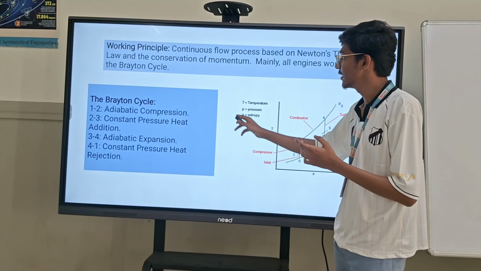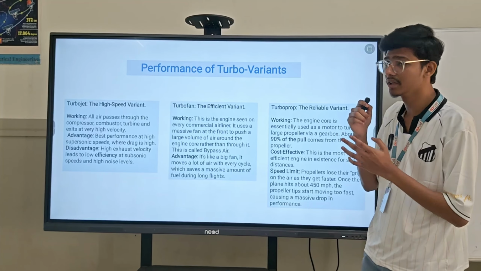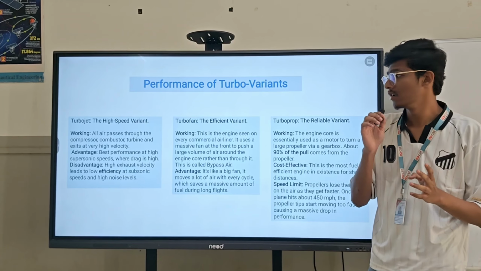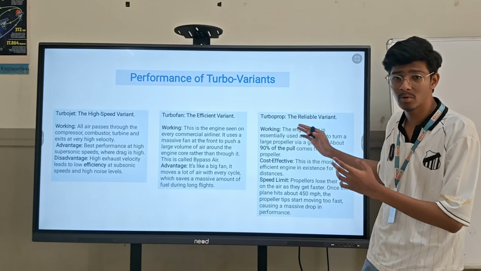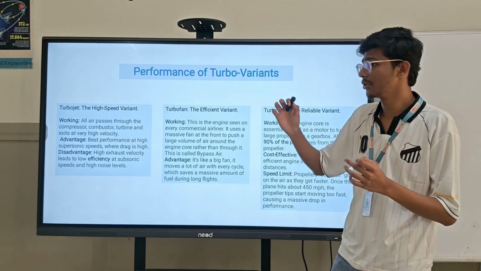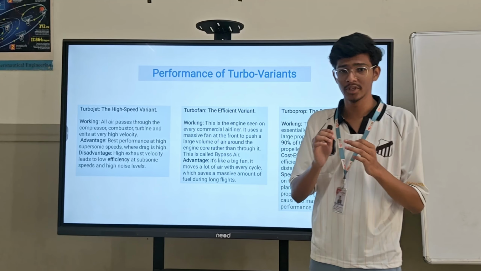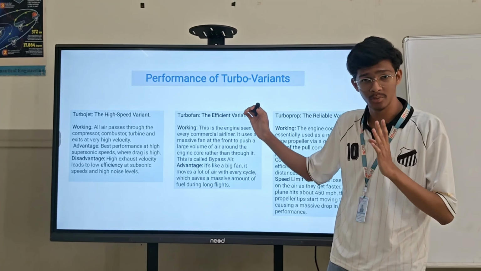Then moving to the second slide. Here we can see the performance of the turbine variants. There are three main types of turbine engines. First is the turbojet engine, then the turbofan engine, then the turboprop engine. First we are moving to the turbojet engine. There is high-speed working of the jet engines in the turbojet engine.